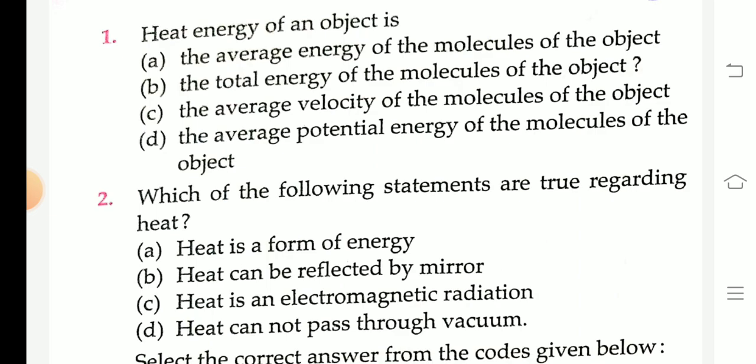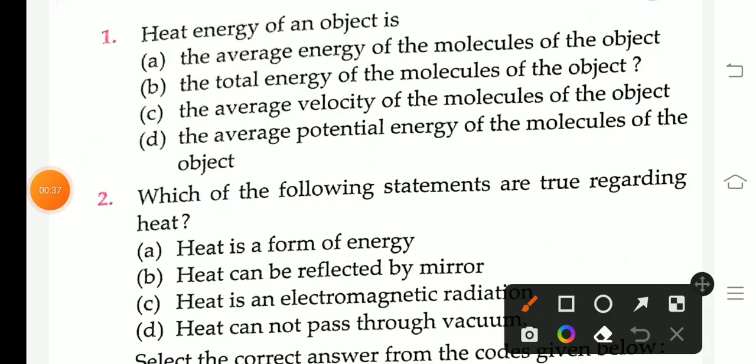First question. Heat energy of an object is. Right answer will be option B. The total energy of the molecules of the object.